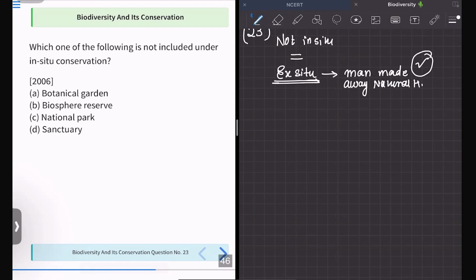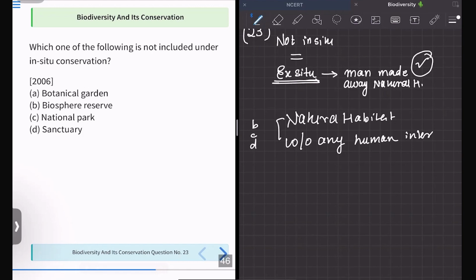But let us have a quick glance at options B, C, and D. Option B is saying biosphere reserve, option C is saying national park, and option D is saying sanctuary. All these options B, C, and D are occurring in natural habitat, without any human interference. So options B, C, and D are examples of in situ.